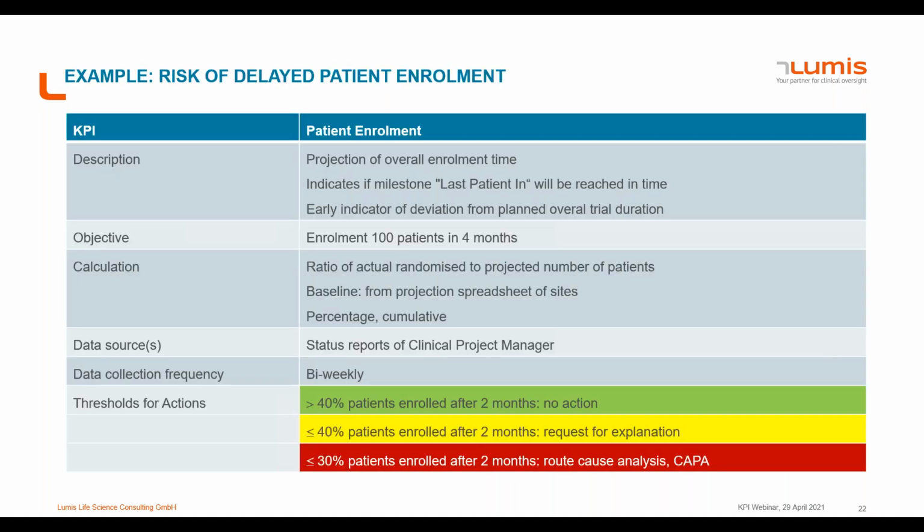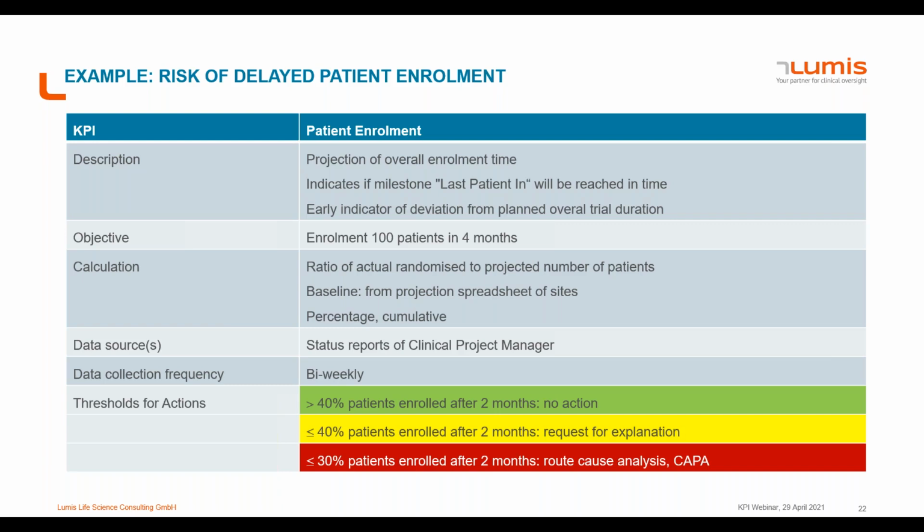In the first example I'm going to show you, we have a KPI selected that is related to cycle time. Here it's the risk of delayed patient enrollment that we would like to mitigate with the KPI called patient enrollment, very clear. And this KPI should give you the ability to project the overall enrollment time, indication of the milestone reachment, last patient in, and it serves also as an early indicator of deviation from the planned overall trial duration, and that is very, very important.